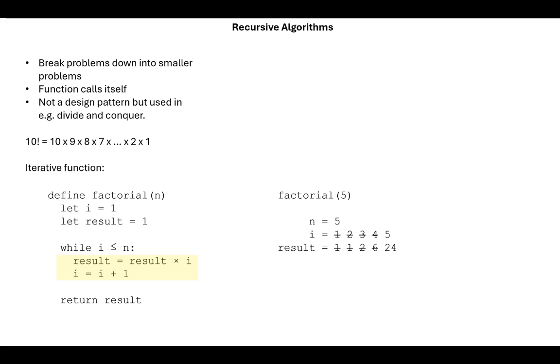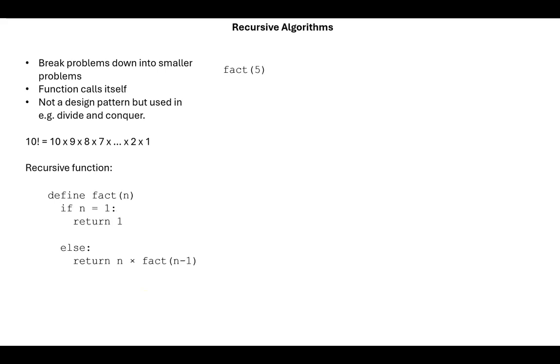Now let's just be careful on the condition here. We've just done i equals i plus 1. i is still less than or equal to n, so we are going to do result equals 5 times result, which is 120, which is the result we know we should get for 5 factorial. i equals i plus 1, and now we return the result. I thought I'd show you this so we can compare this to a recursive version.